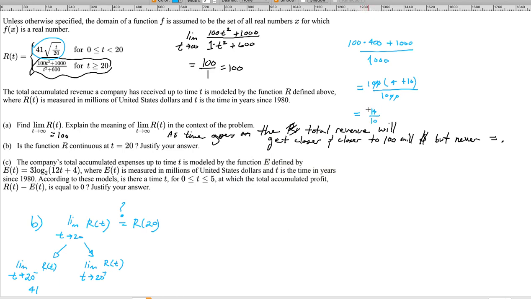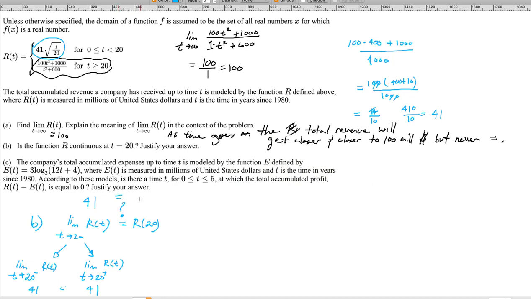20, 400. Oh, this is 400. Sorry about that. Yep, because I factored out 100, so I'm left with a still full 400. So this is 410 over 10, which is 41. And this right-hand limit equals 41.